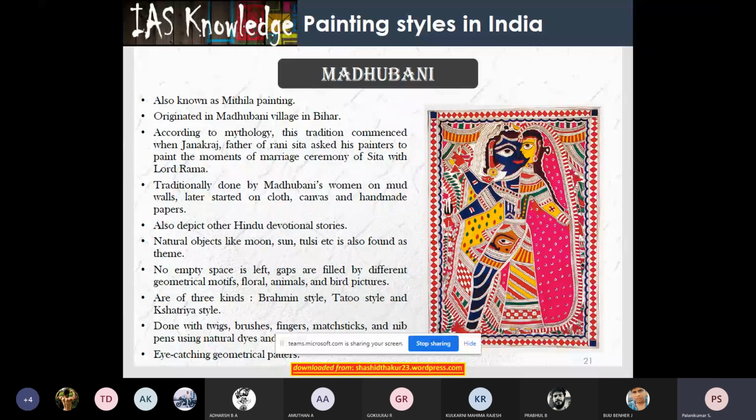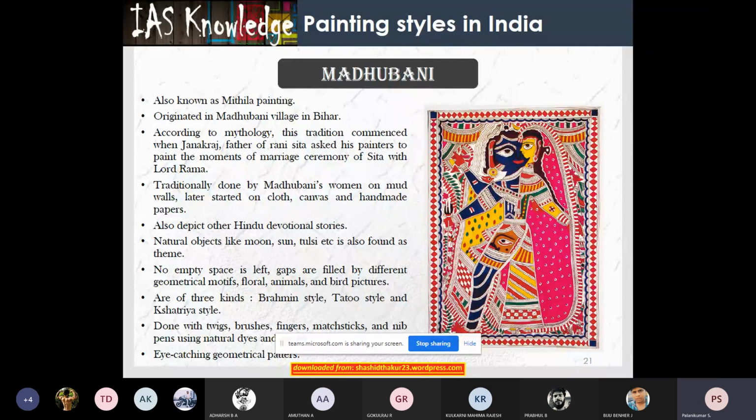Okay, so according to the mythology, the tradition commenced when Janakaraj, the father of Rani Sita in the epic of Ramayana, asked his painters to paint the moment of the marriage ceremony of Sita. At that time, there were no photos or videos. So they were asked to paint. So that is what was continuously followed afterwards. That's what is traditionally done.